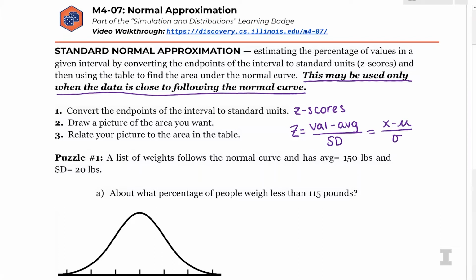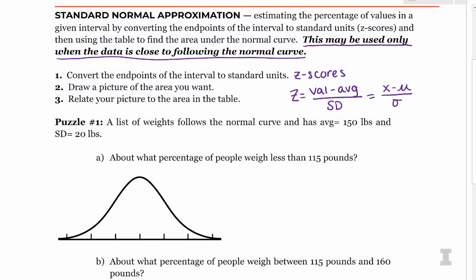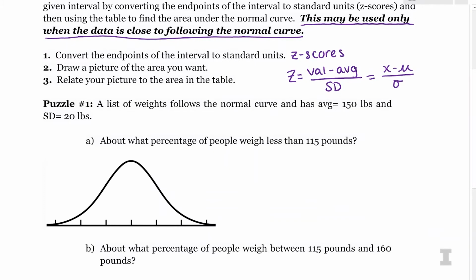After you've converted to z-scores, you definitely want to draw a picture of the area you want so you know which area to look up on the normal table. And then lastly, you want to relate your picture to the area in the table and find the answer to the question. So puzzle number 1 says a list of weights follows the normal curve. Good, that's what we like to hear, and has an average of 150 pounds and an SD of 20 pounds. The first question asks us what percentage of people weigh less than 115 pounds.